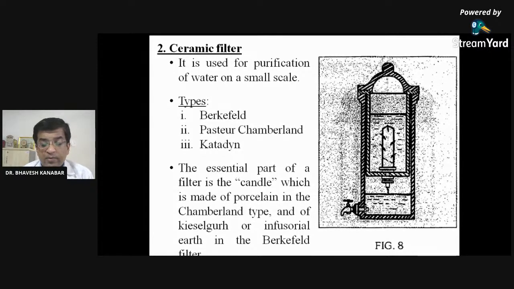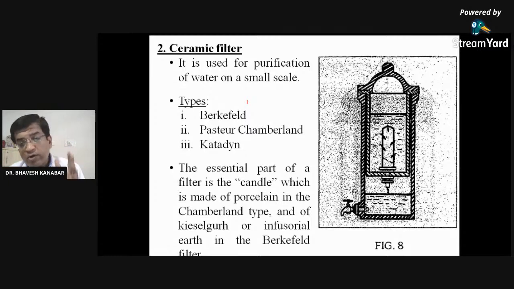By putting clothes, I am getting the reply. So it is straining. Straining is small scale filtration. Disinfection and straining again are not methods of large scale filtration. Coagulation is part of rapid sand filtration. Okay, ceramic filter: we are using many types of filters at the household level.